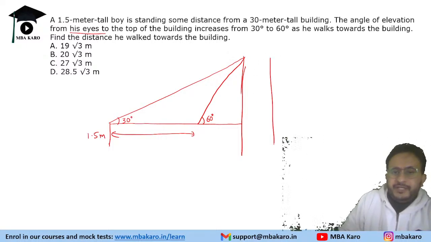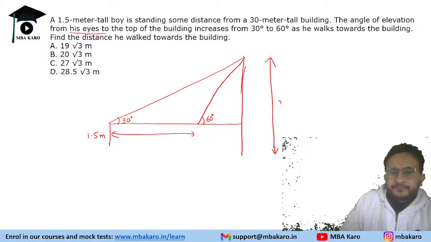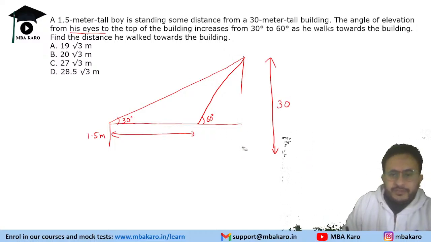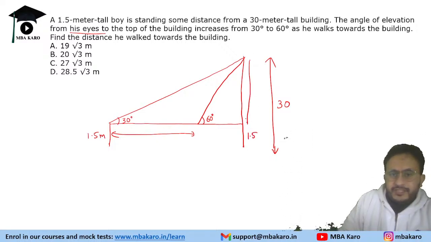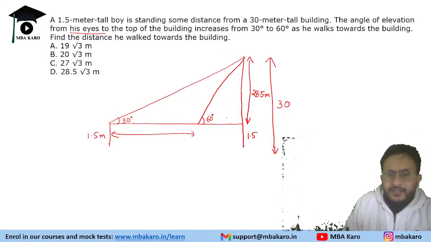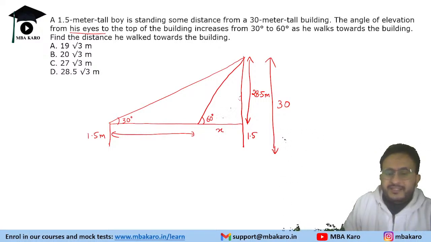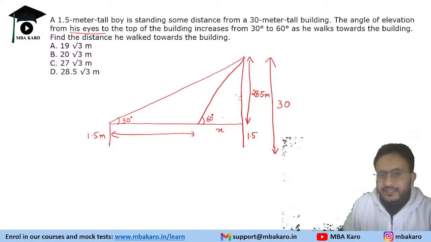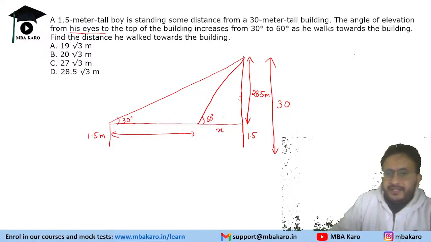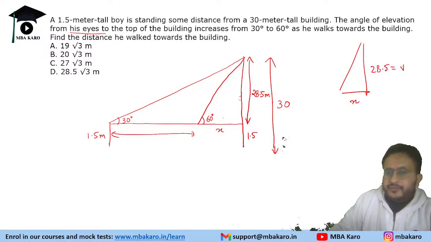So the height of the building is 30 meters. Okay. Now this portion from here till here is 1.5. So the remaining portion is 28.5 meters. Okay. And we need to find this distance. Now let us say this distance is x, right? So when you consider this 60, this is a 30, 60, 90 triangle. If this is x, so 28.5 will be equal to root 3 times x. Okay, so root 3 times x.